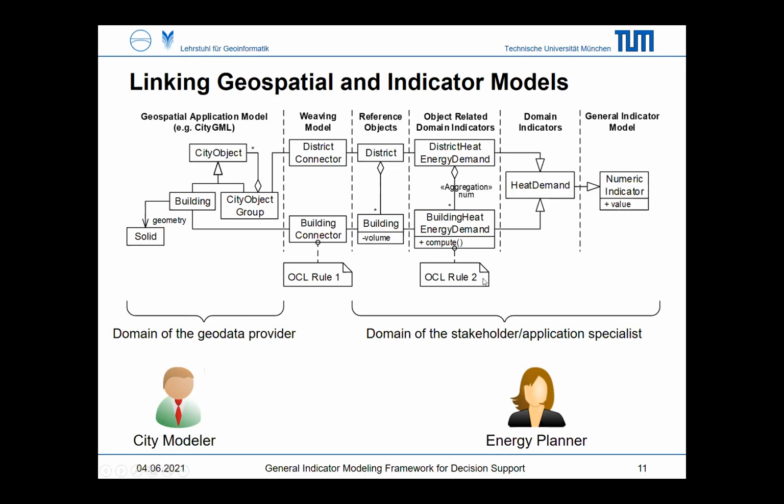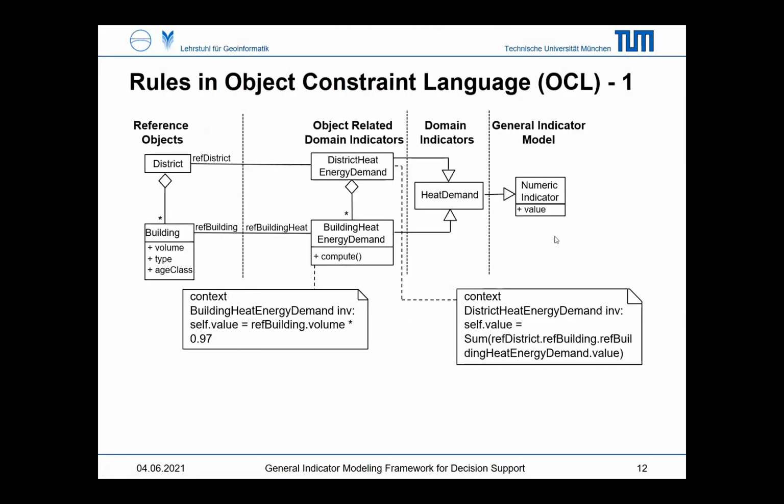And then, however, this is being expressed as OCL on this side here. And this is further explained a bit. So using what object constraint language is being used. So you see here, the building heat energy demand, for example, let's assume we say, the building heat energy demand can be computed by taking the volume multiplied by 0.97. This is a fake formula.